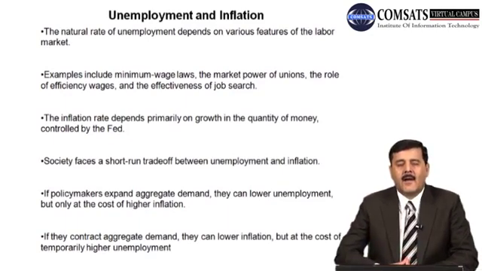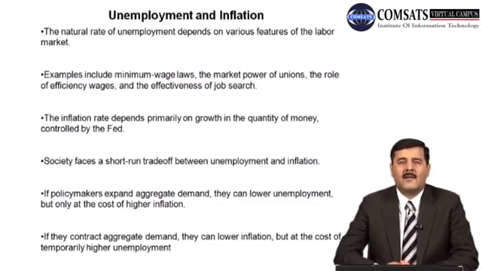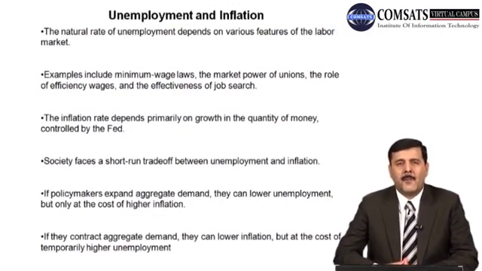As we have learned in the previous lecture, the natural rate of unemployment depends on various features of the labor market. तो बहुत सारी खसूसियात पे, labor market की बहुत सारी खसूसियात पे जो natural rate है वो depend करता है. For example, as we learned in the previous lecture, the natural rate of unemployment depends on the minimum wage laws concept, the market power of unions, the role of efficiency wages, and the effectiveness of job search. All these are the factors that can become a reason or cause of the unemployment rate.